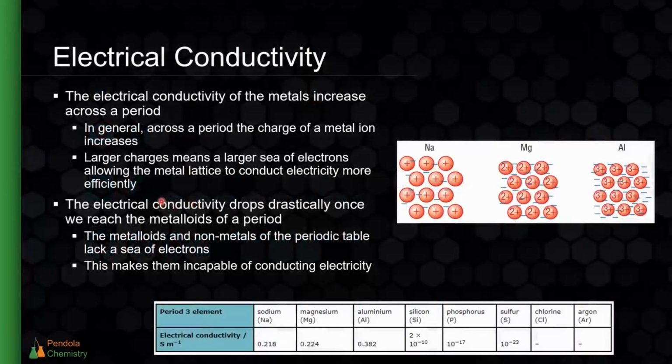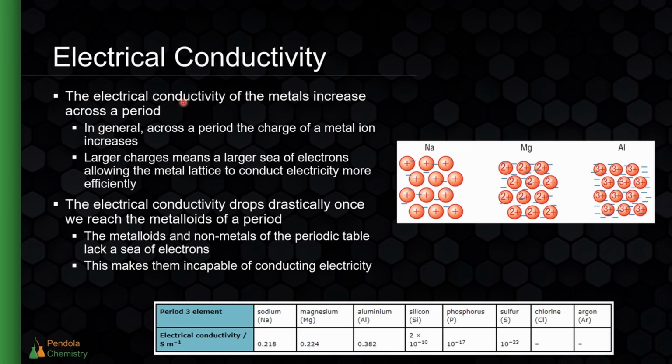All right. So let's discuss a physical property that we haven't discussed before, electrical conductivity. Now, electrical conductivity of metals is going to increase across a period. And this is very important. We need to talk about electrical conductivity, but as it applies to specific elements like metals, which conduct electricity under any state of matter. We can't really talk about the conductivity of things like chlorine or argon because they're simply gases that don't conduct electricity at all.